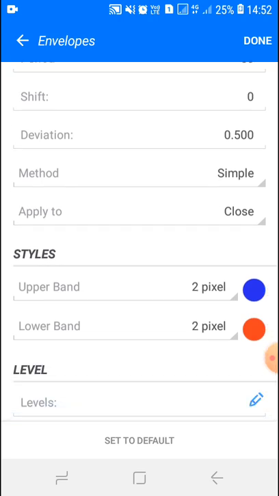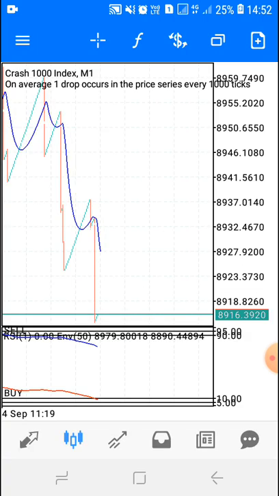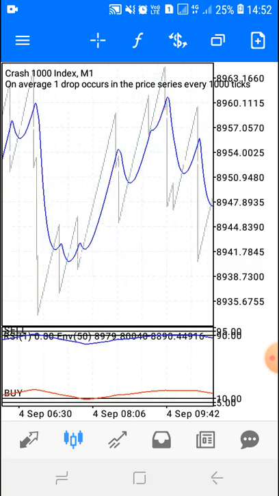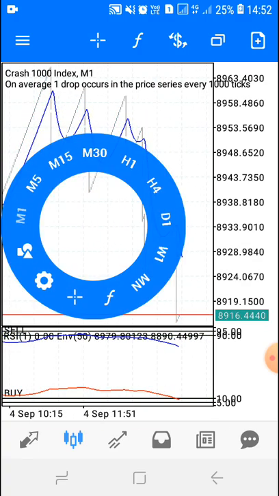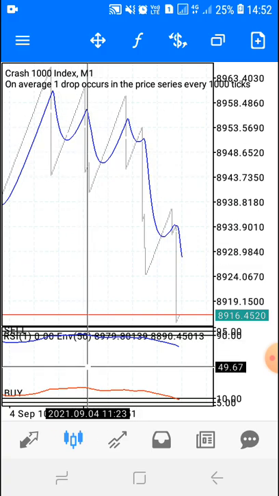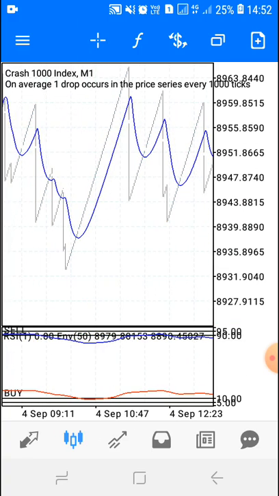Now make sure that your styles are like this. The upper band should be 2 pixel blue, and the lower band should be 2 pixel red. So this is how it's going to look. Okay, guys, now that your chart is zoomed out completely, you have your alligator on the screen and you have your envelopes. What is the next step that you're supposed to do?